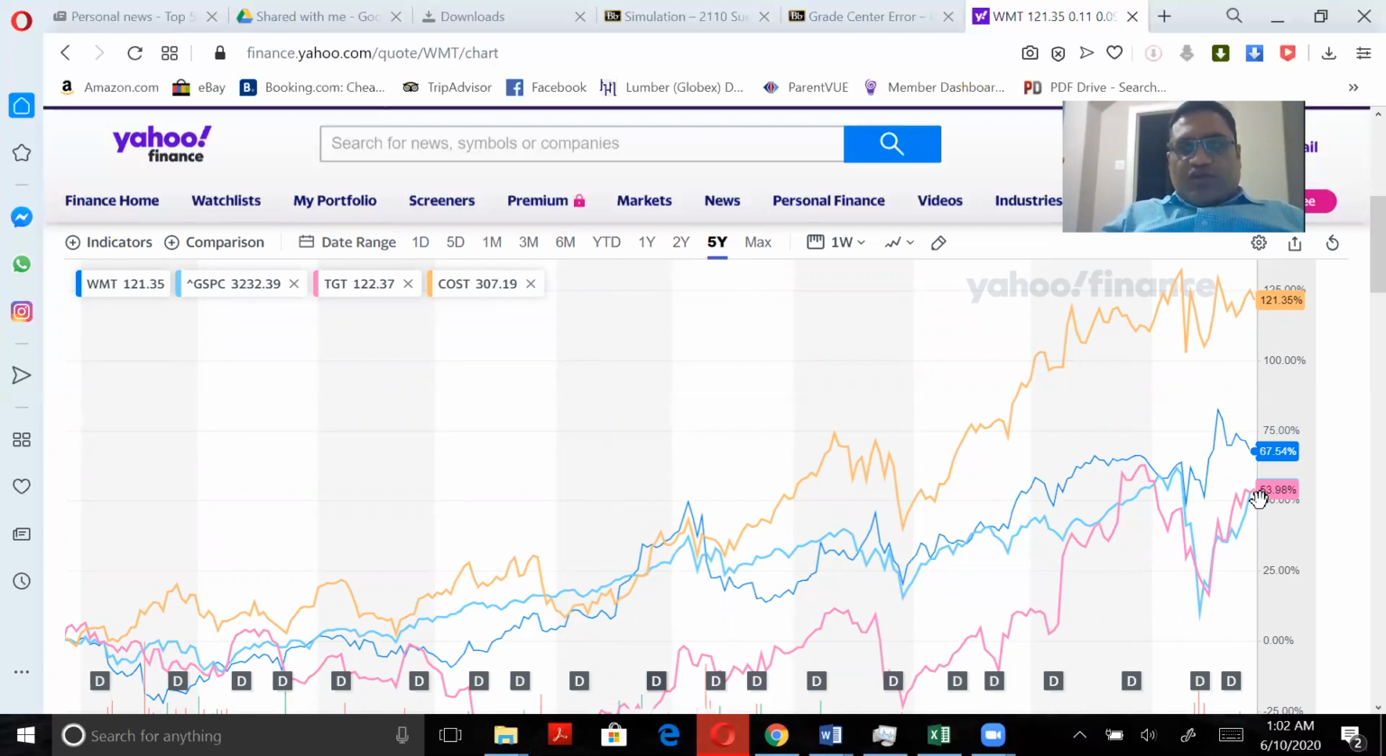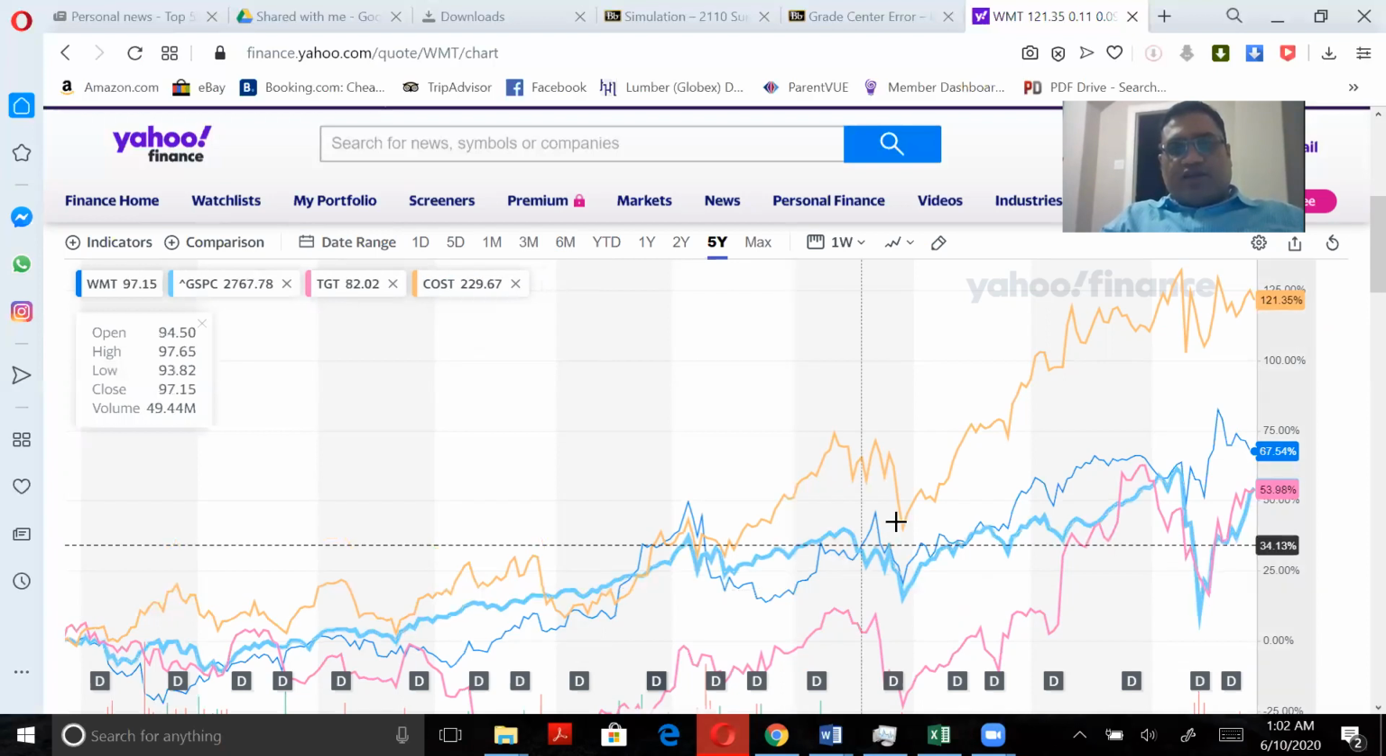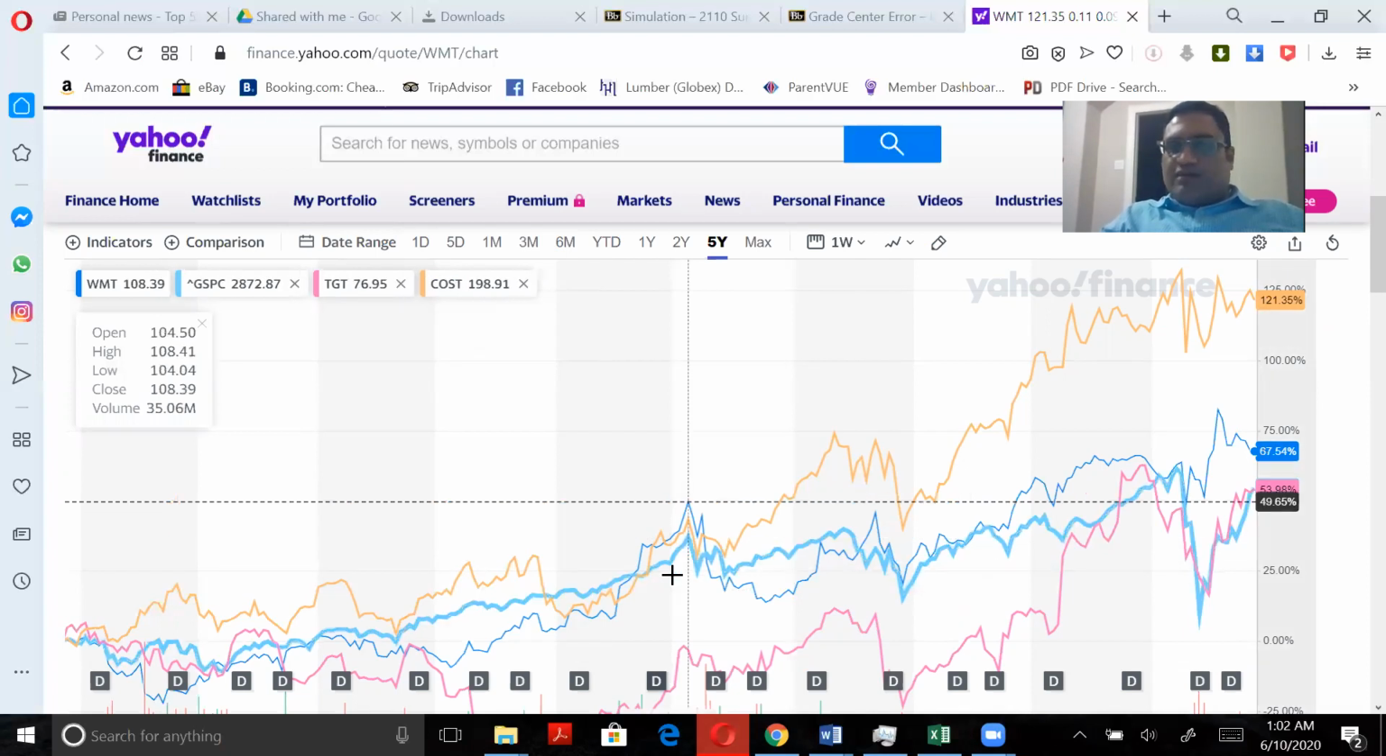So looking at this, you can easily tell that Walmart, even though it didn't perform as good as Costco, at least performed better than the S&P 500, and it performed better than Target. Okay? We're comparing the 5-year time period. But Costco definitely beat both Walmart as well as Target. And again, you could look at this, and if there are any significant ups and downs, you could talk about what might have caused it.